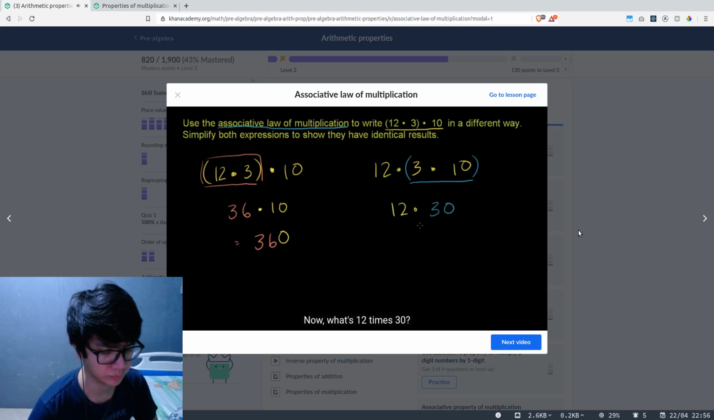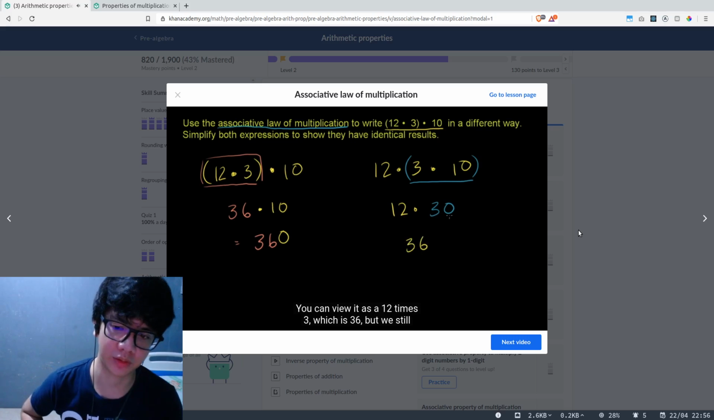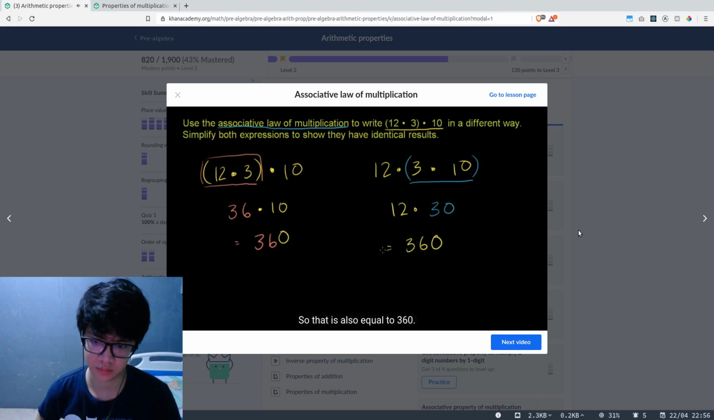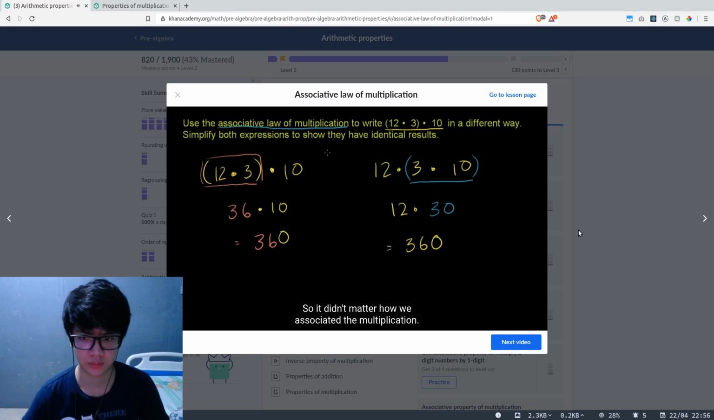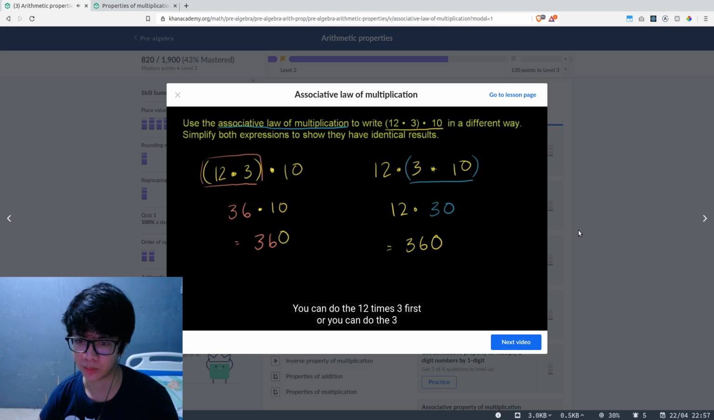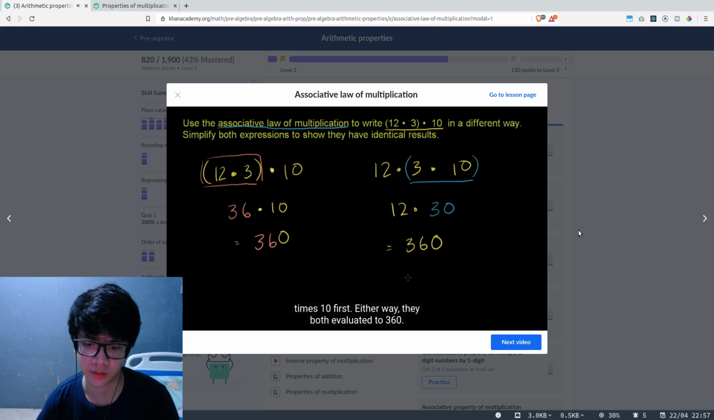And what's 12 times 30? And we've seen this several times before. You can view it as 12 times 3, which is 36, but we still have this 0 here. So that is also equal to 360. So it didn't matter how we associated the multiplication. You can do the 12 times 3 first, or you can do the 3 times 10 first. Either way, they both evaluated to 360.